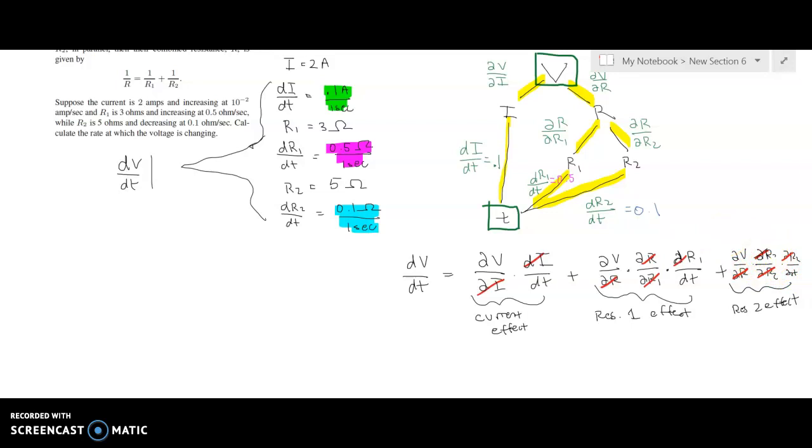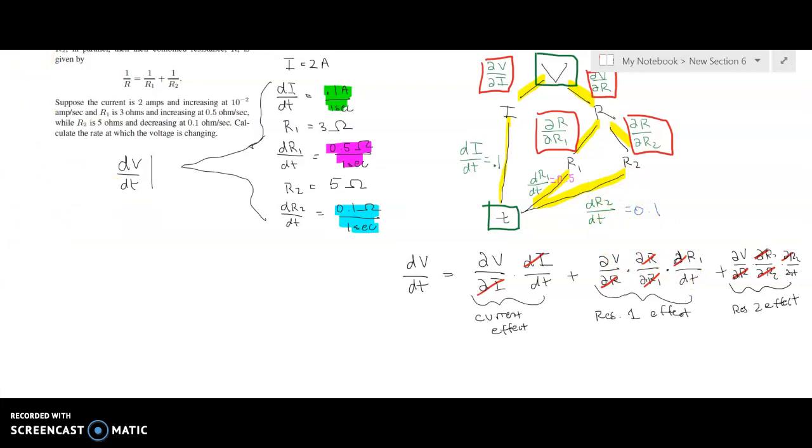To put this all together, we have four partial derivatives that we need to calculate. So we need to get the values of dV/dI, we need that guy. We need dV/dR. We need dR/dR1 and dR/dR2. All of the other ones are known. So we're going to be able to replace dI/dt with 0.1 and dR1/dt and dR2/dt with their respective numbers.